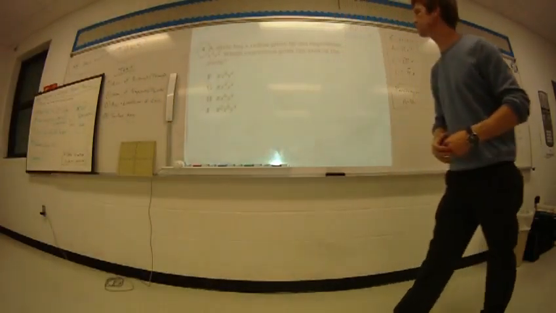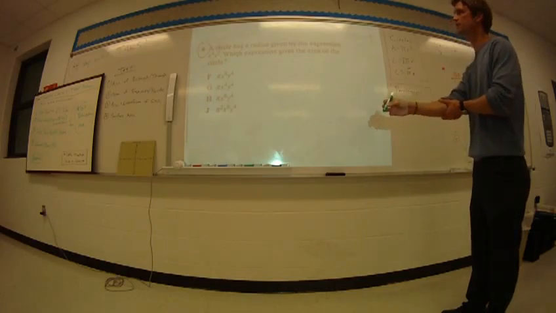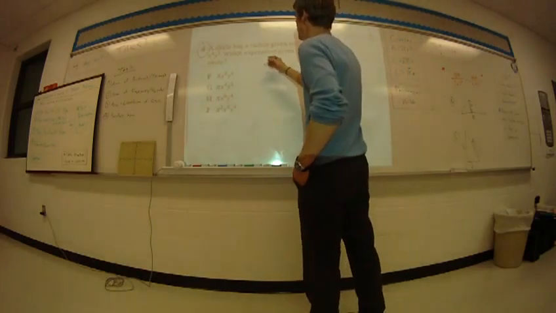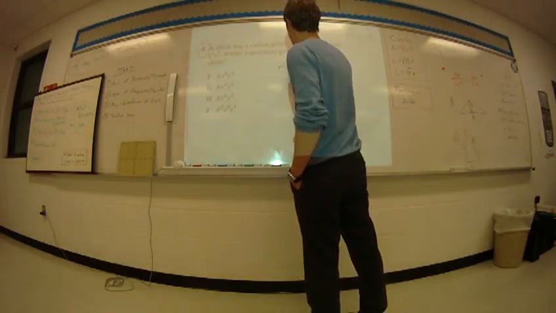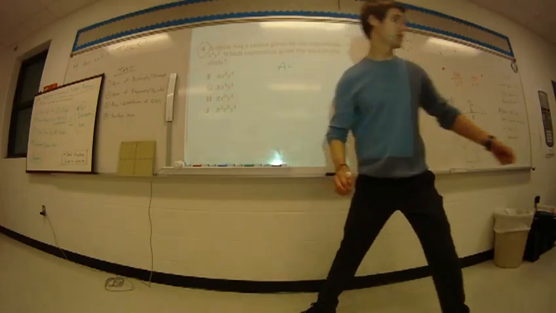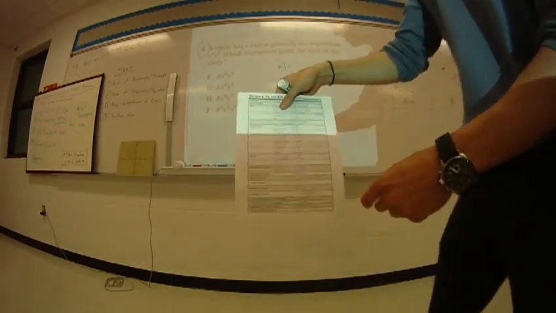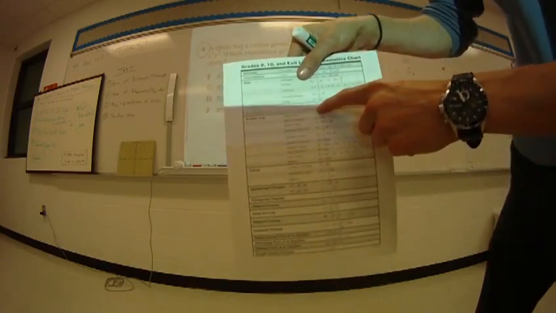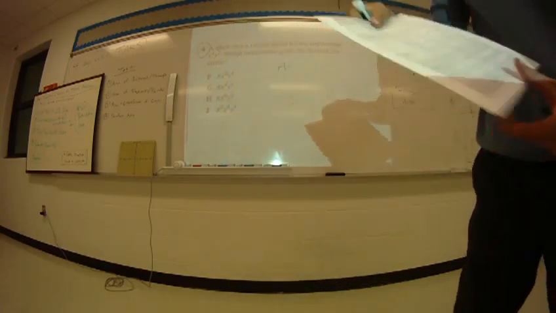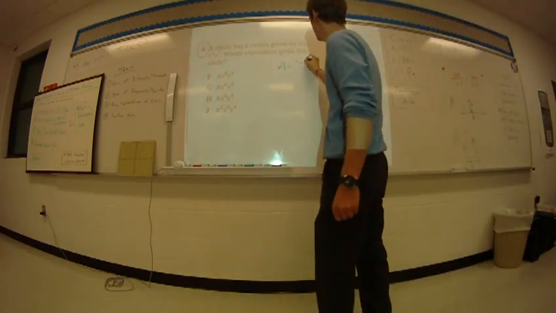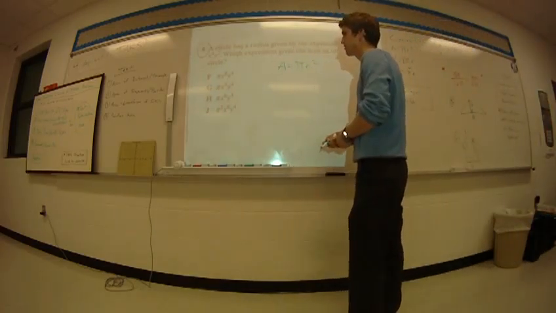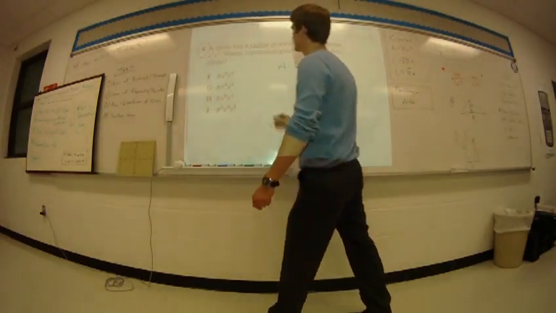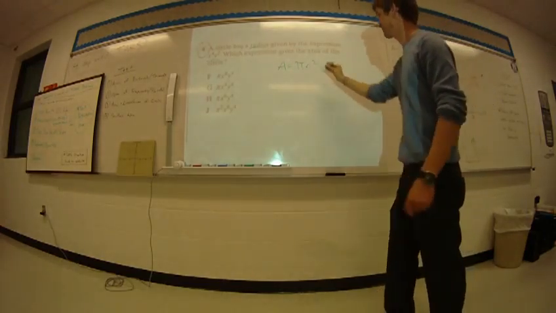Alright, so a circle has a radius given by the expression x to the 4th y squared. Which expression gives the area of the circle? Now, the area of a circle, you can look on your formula chart and you see right here, area of a circle is going to be pi r squared. So I'll put that there, pi r squared. Hopefully you have that memorized by now, though.